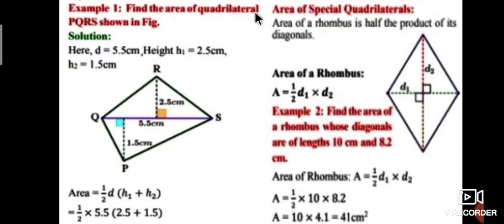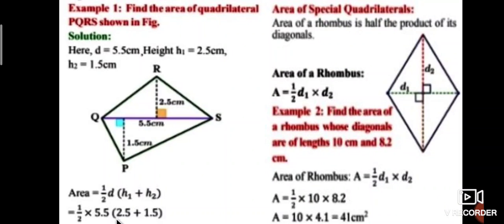Find the area of quadrilateral PQRS shown in the figure. Here d is equal to 5.5 centimeter, height h1 is equal to 2.5 centimeter, and h2 is equal to 1.5 centimeter. Therefore, the area is equal to half into d into (h1 plus h2), that is half into 5.5 into (2.5 plus 1.5), that is equal to 4.